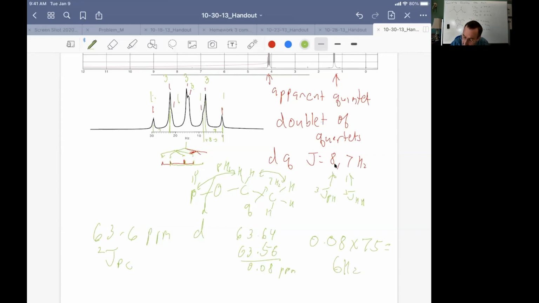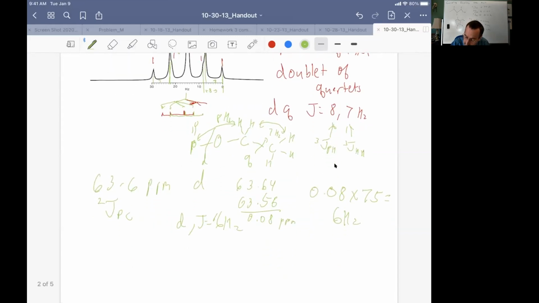And so this is a doublet, J equals 6 hertz, and that's our J2 PC coupling, and we would report it as 63.6, parenthesis, doublet, J equals 6 hertz.